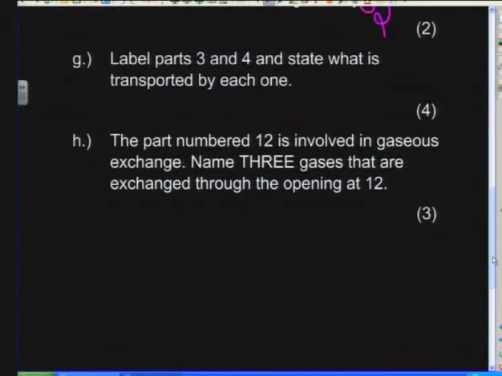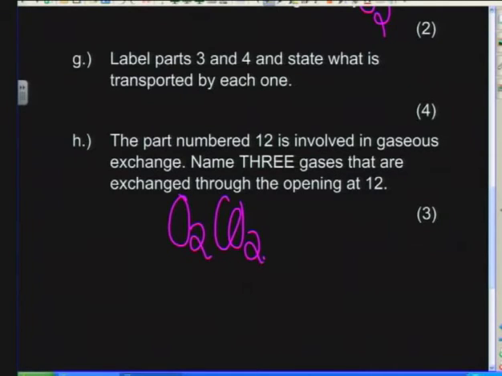The part number 12 is involved in gaseous exchange. Okay, did you notice that will actually help you with your questions above? Name 3 gases that are exchanged through the opening at night. So what 3 gases are going to be exchanged through the opening at night? All right? What are they going to be? Oxygen and carbon dioxide. All right?